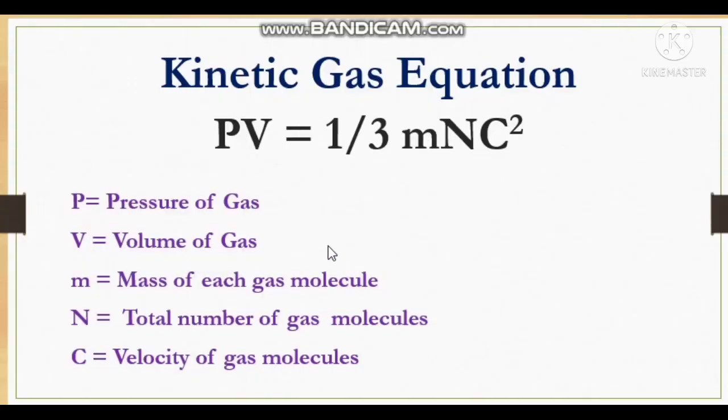The postulates of kinetic theory of gases can be summarized mathematically by an equation, and this equation is called the kinetic gas equation, which is given as PV = 1/3 mNc², where P is the pressure of the gas, V is the volume of gas, small m is the mass of each gas molecule, capital N is the total number of gas molecules, and c is the velocity of gas molecules. Now, using this kinetic gas equation, we will deduce different gas laws like Boyle's law, Charles's law, Graham's law of diffusion, and Avogadro's hypothesis.